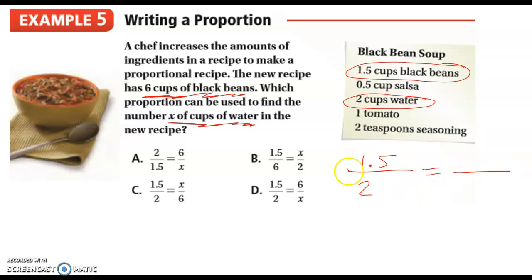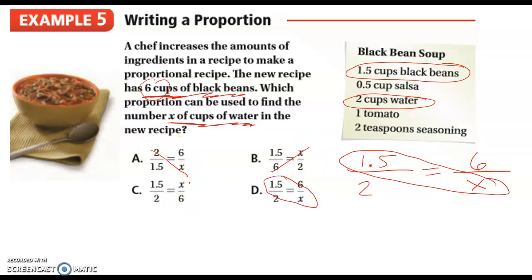Now, since we put water on bottom, we got to make sure our water is on bottom. So that's x, and black beans was on top. So we're going to put our 6 on top. So we're going to look for a proportion that is written this way. And we find this one right here. See how when I do my cross products, 1.5 times x, there's that one. See, that doesn't work. That one doesn't work with the x, and neither does that one. So the correct answer on that one's D. So when you write your proportion, always double check your cross product and make sure that matches, because you can write them a little differently and they still will give you the same answer.